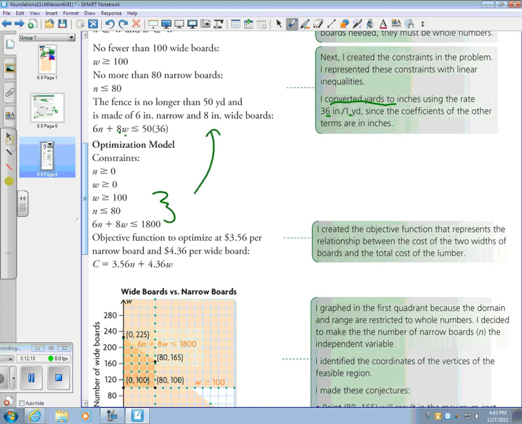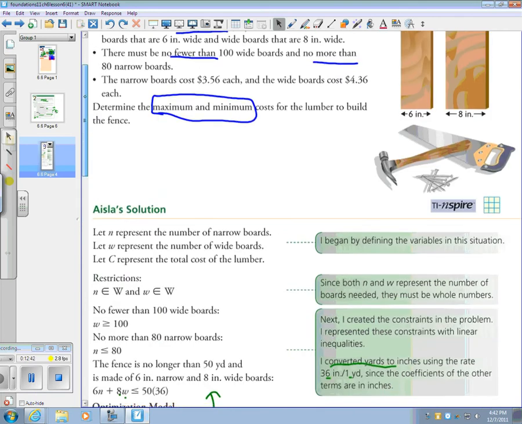Okay? The optimization function was, or the objective, sorry, function. Each narrow board cost $3.56. Each wide board cost $4.36. If you add them together, were we trying to minimize or maximize this cost? We want to find the minimum and maximum. We want to know both. Okay.